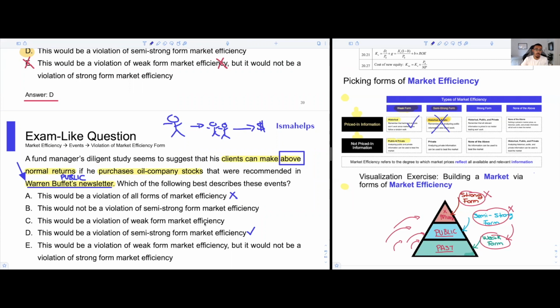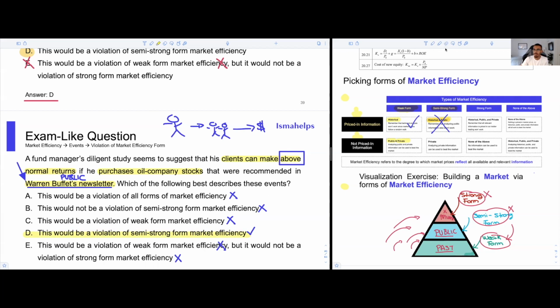And for B, they're telling you that this would not be a violation of semi-strong form market efficiency. But as you can see on our little structure here, that is false because it is a violation. So this is wrong as well. If you look at C, they're telling you that this would be a violation of weak form market efficiency. Well, of course not. As you can see, we did check, that's okay. So for that reason, C is false as well. And then E says that this would be a violation of weak form market efficiency. Already there, we know that this is no. So this option is false as well. And for that reason, D is totally right. It's the only answer.